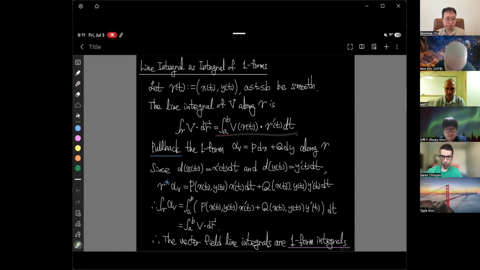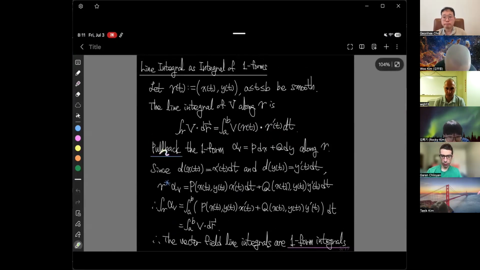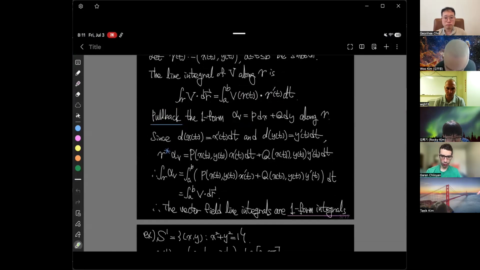And then there's one concept of pullback. I haven't studied it deeper yet, so at that time I just kept this concept in mind. And then the chain rule is d of x of t is x prime of t times dt. Similarly, d of y of t is y prime of t dt.